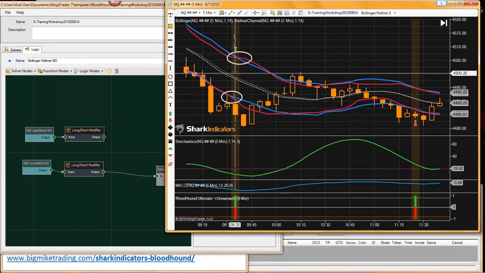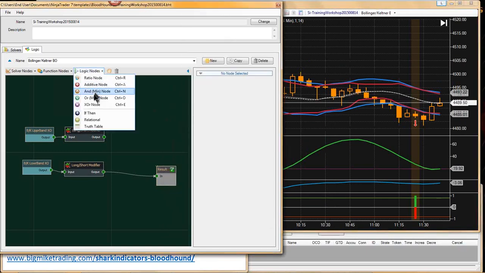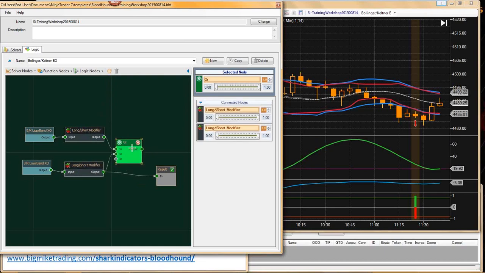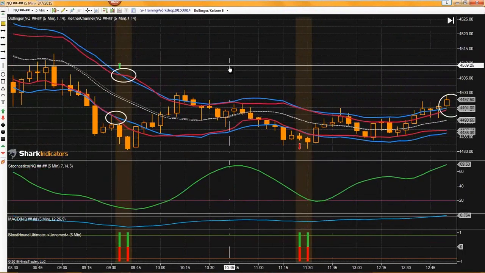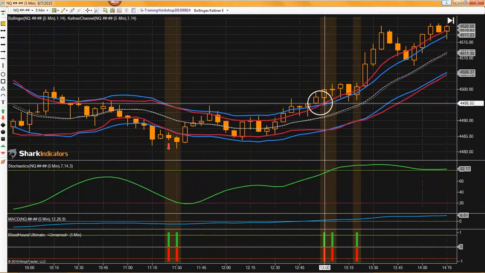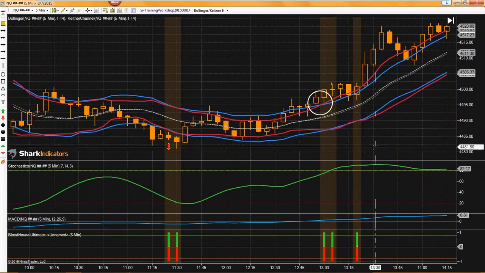Now, we need to join the upper band crossovers together with the lower band crossovers. So let's grab an OR node. So an OR node is a way of taking multiple signals and just joining them all together into one output, like so. Alright, so now we can scroll through and we can see the upper and lower band crossovers together, like so.